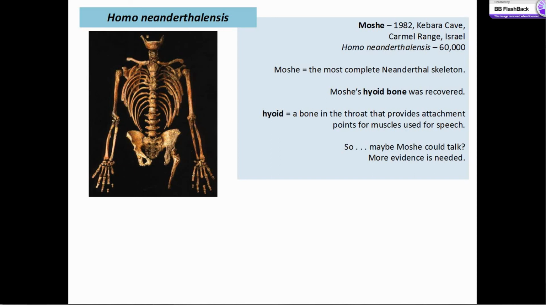But Moshe here was uncovered in Israel in Kebara Cave. Again, about 60,000 years old. He is the most complete Neanderthal skeleton we have. And you can see how complete he is right there. That's very nice.